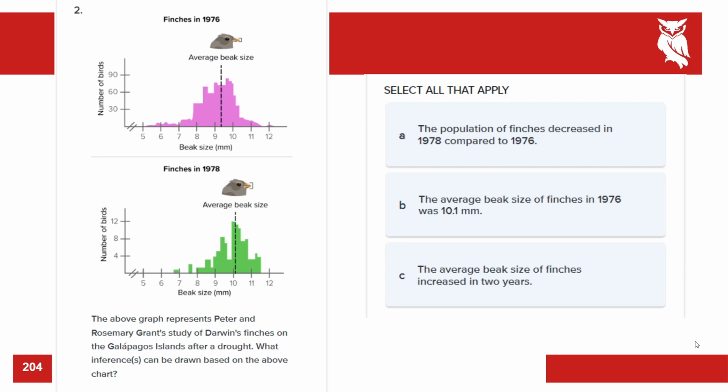The above graph represents Peter and Rosemary Grant's study of Darwin's finches on the Galapagos Islands after drought. What inferences can be drawn based on the above chart? A, the population of finches decreased. B, the average beak size in 1976 was 10.1. C, the average beak size of finches increased in 2 years. Think about your answers now.